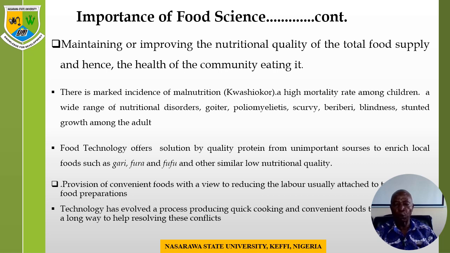Technologies now offer solutions by producing quality protein from unimportant sources to enrich local foods such as gari, pura, fufu, and other similar foods of low nutritional quality. You can now imagine that we can fortify gari by adding vitamin A. Just putting red oil will carry vitamin A, and vitamin A helps guard against blindness. We can also add soya beans to gari. Soya beans contain protein, which will help in growth.